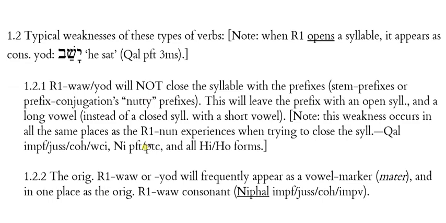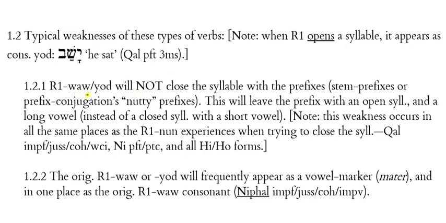originally. Note that when root 1 opens a syllable, it appears as a consonant yod. The yod you're seeing is a consonant. So with yashav here, the yod of yashav is in fact a consonant yod. All right, that is a consonant yod. He sat. Now, here are the weaknesses.